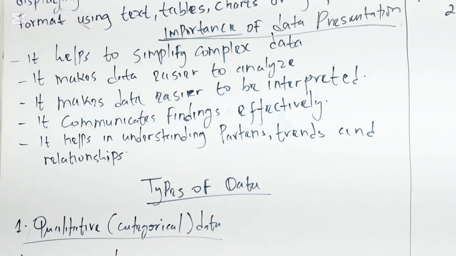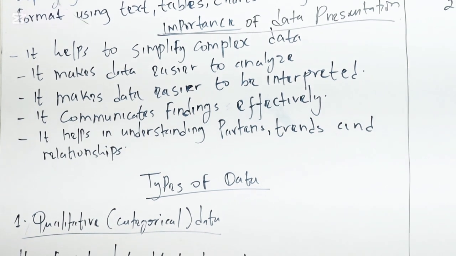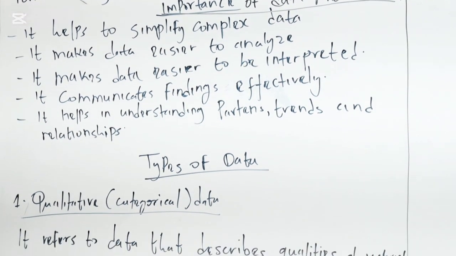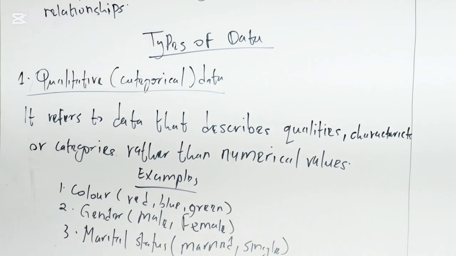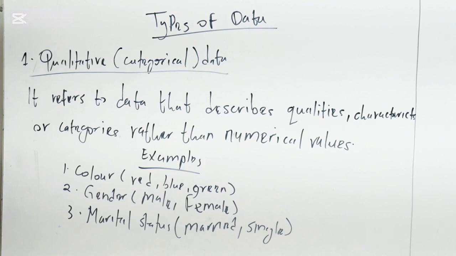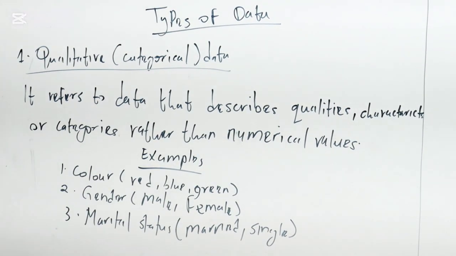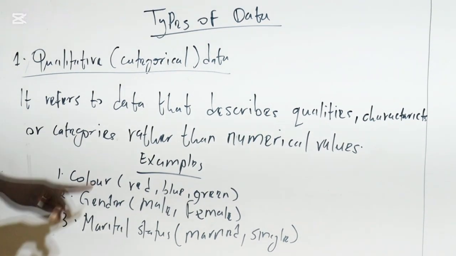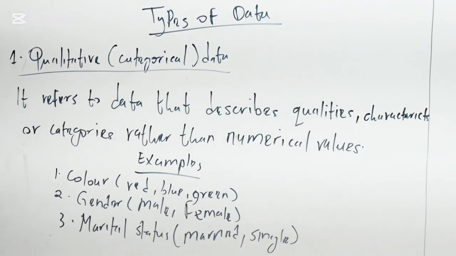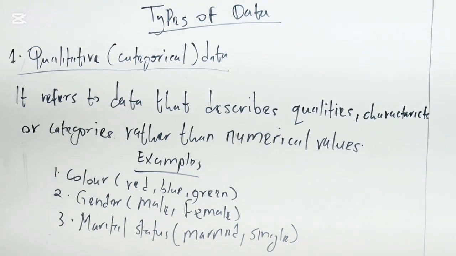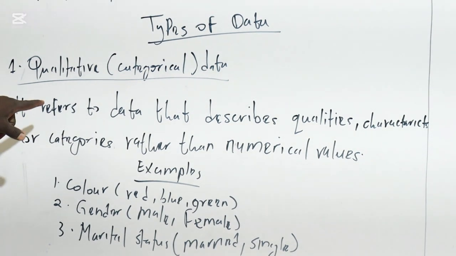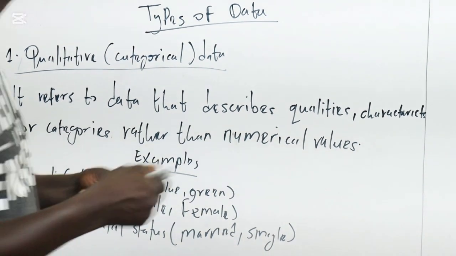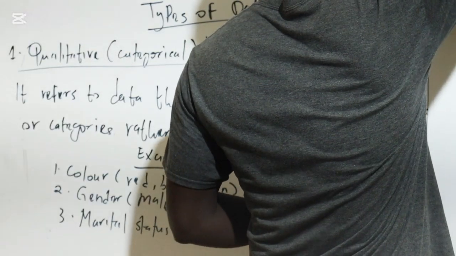That will lead me to my second subtopic, which is types of data. We have two types of data. Number one, we have qualitative data. Qualitative comes from the word quality, or categorical data. Then number two, we have quantitative data.